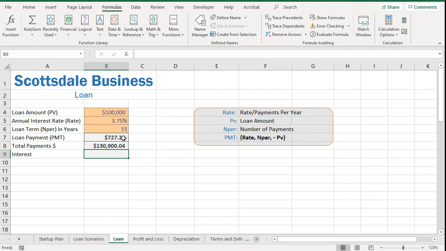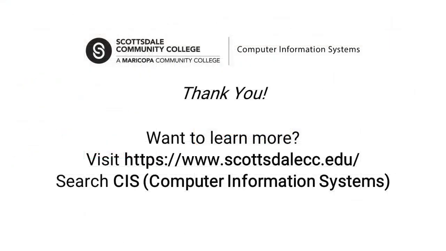Now we know how much the loan will be paid, including the original loan and interest. The amount we will have to pay back the bank is $130,900.04. Next, let's figure out the total interest we will be paying back to the bank. Click into cell B9. Press the equals key, click into cell B8 and subtract B4. The interest amount we will be paying back the bank is $30,904. You have just learned how to do the PMT or payment function and figure out the total interest that we will pay back the bank.